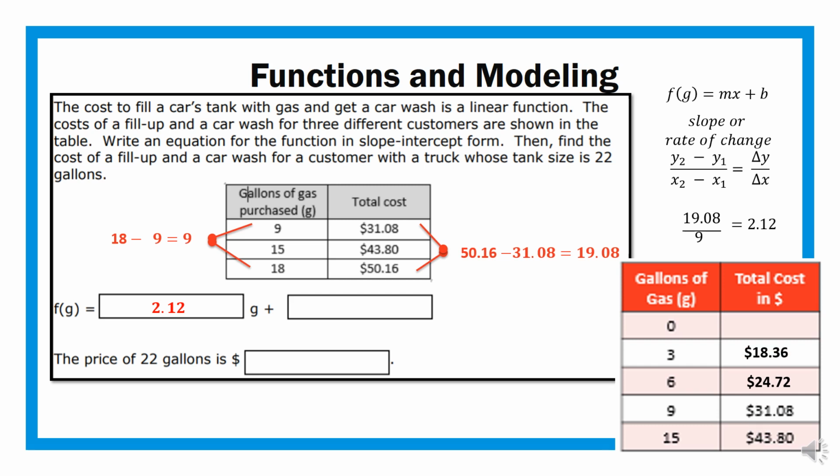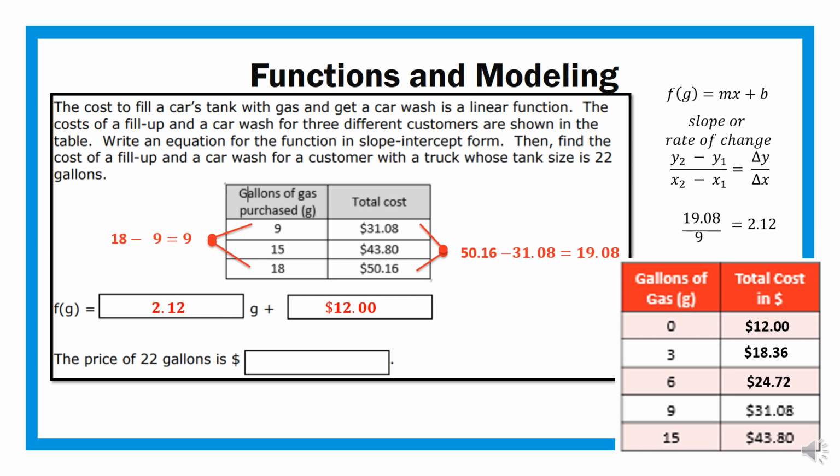I will get $18.36 by subtracting $6.36 from $24.72. And for our y-intercept value, when I subtract $6.36 from $18.36, I get $12. So at 0 gallons of gas, which would be our y-intercept when x equals 0, my cost is $12. So I'll place this into my equation.